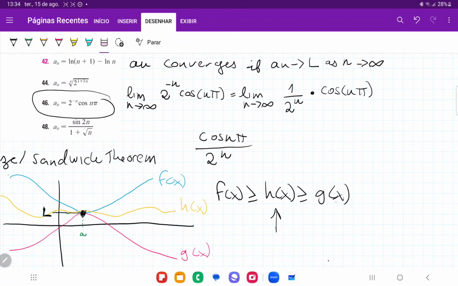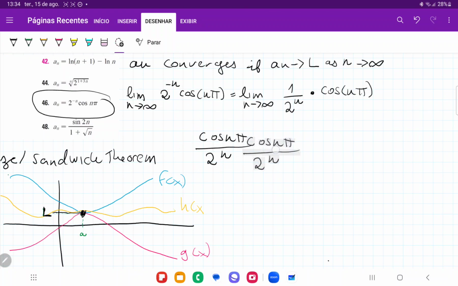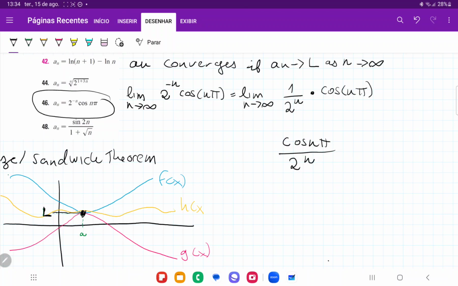And so what we're going to do here is sandwich this sequence between two other sequences that have a defined limit. So we're going to say that this is definitely less than or equal to 1 over 2^n, and the reason is that cosine n pi doesn't ever get bigger than 1. It's at most 1, right?